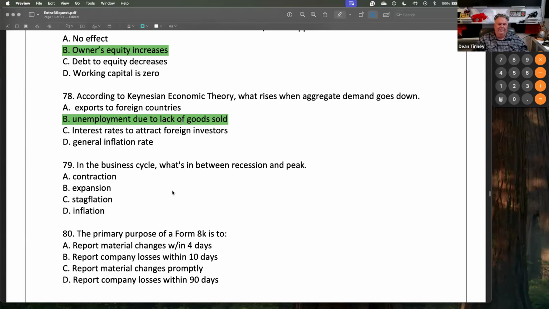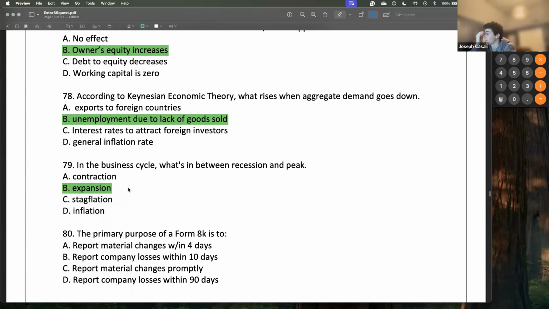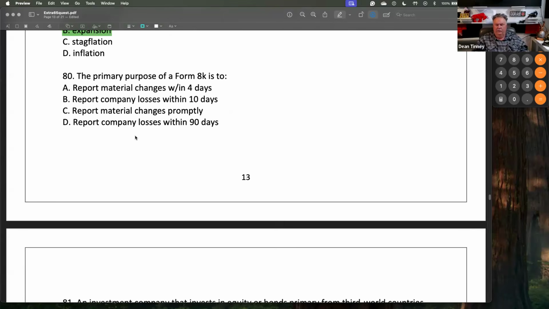In the business cycle, what's in between the recession and the peak? Expansion. Yeah, right on. Do you know what stagflation is? I saw it on the SIE a little bit, but I haven't seen it much. Stagflation is kind of weird. We would usually expect full employment in a high inflationary environment. And so stagflation is high inflation with rising unemployment. So that's kind of a weird thing. That's not bueno. The primary purpose of an 8K is, very much a test question, sources of financial information.